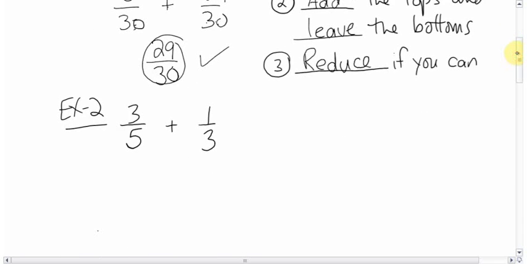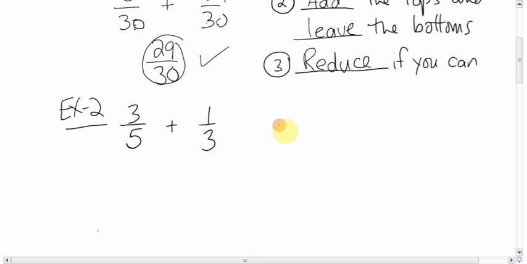Question number 2 here. 5 and 3. What will be a common denominator between 5 and 3? A lot of ways to do this. Sometimes what I do is start with the bigger number, 5, and see if it goes into that one. Nope. 5 times 2 is 10. Does that go in there? Nope. 5 times 3 is 15. Will that go into here? Yes. So 15 is a common denominator. Or I could have just multiplied these two together.